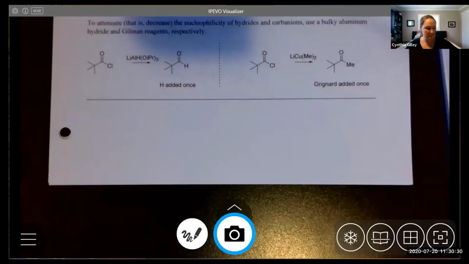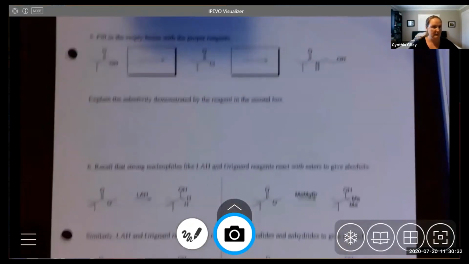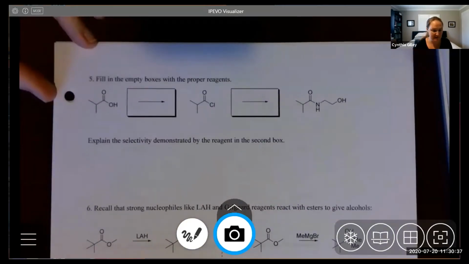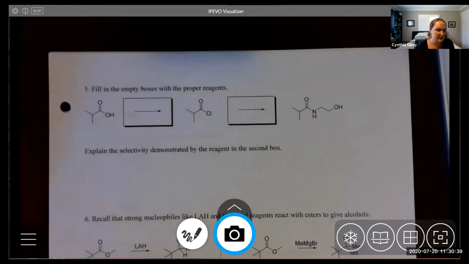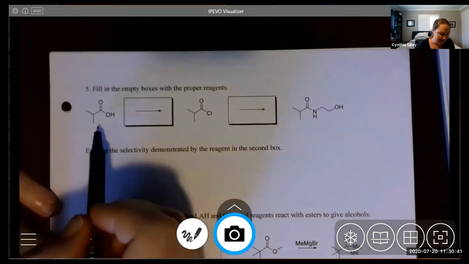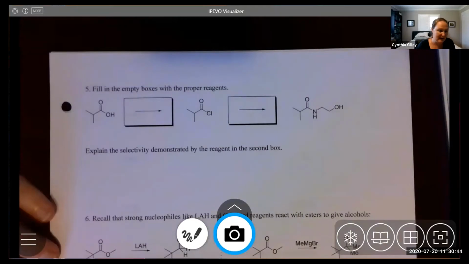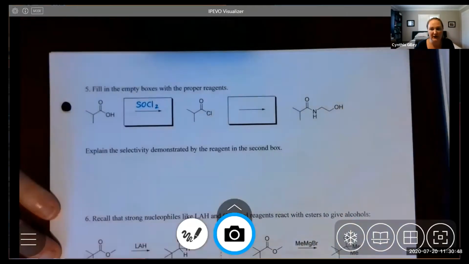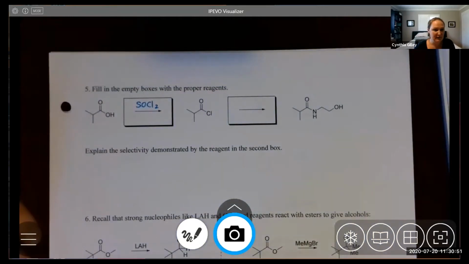So moving on here. The next part is to find the reagents and fill in the boxes. To convert a carboxylic acid to an acyl halide, we need SOCl2. That's one of the reactions you should just have committed to memory for this chapter. And there's a lot of reactions, right? So I did recommend at the end of last week, if you watched the office hours, to make flashcards, because there's a lot of reactions in this chapter.